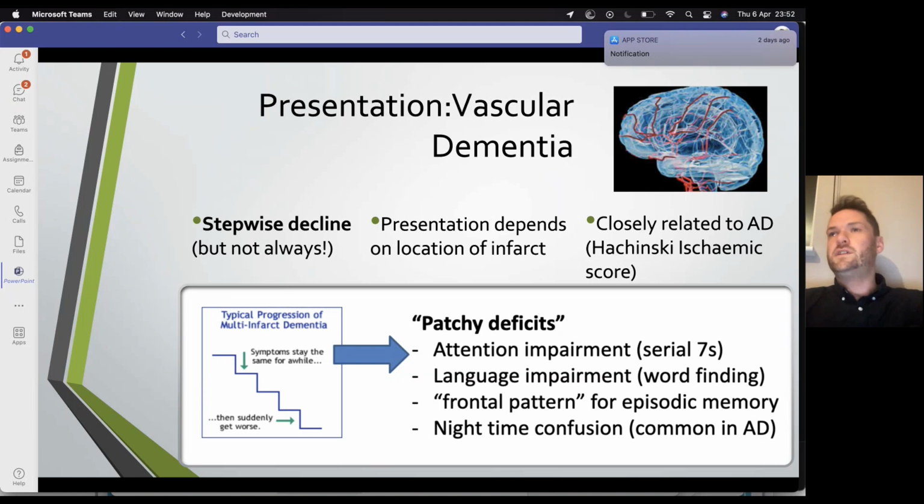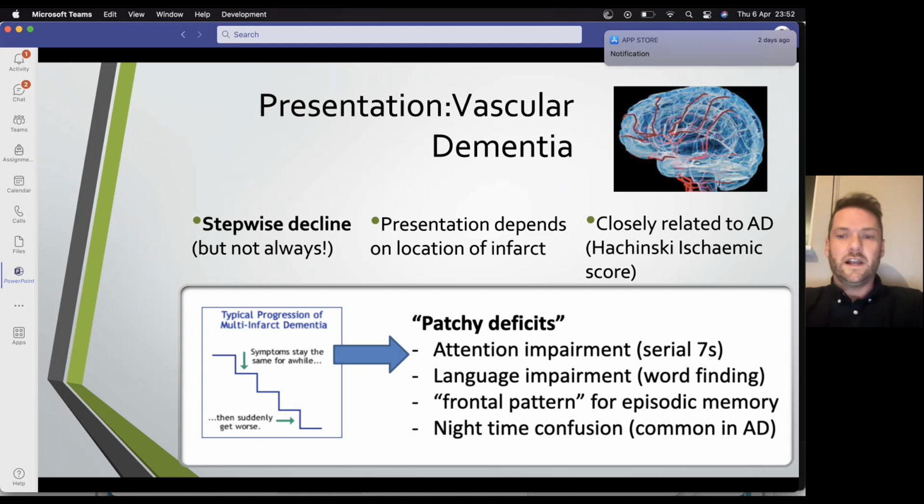So if you have a patient in a vignette who has type 2 diabetes and poorly controlled hypertension and had previously had a stroke, and now they're getting cognitive problems that have been okay and then they slowly get worse and then they stay the same for a while and get worse, that's when you want to think about vascular dementia.